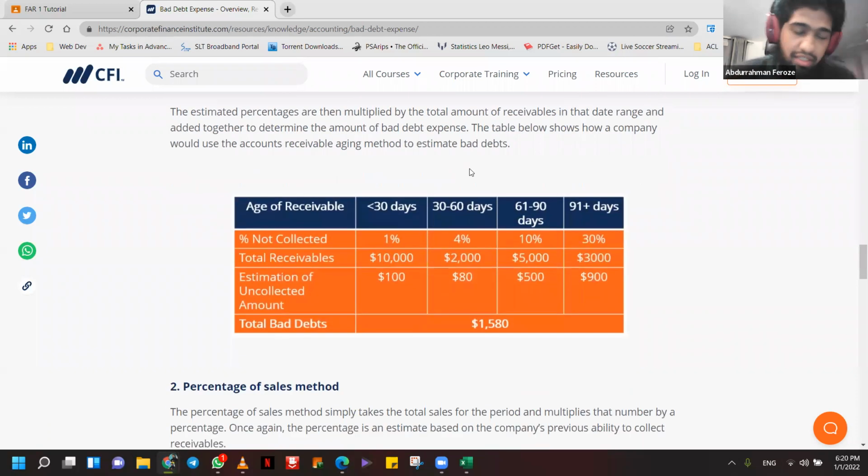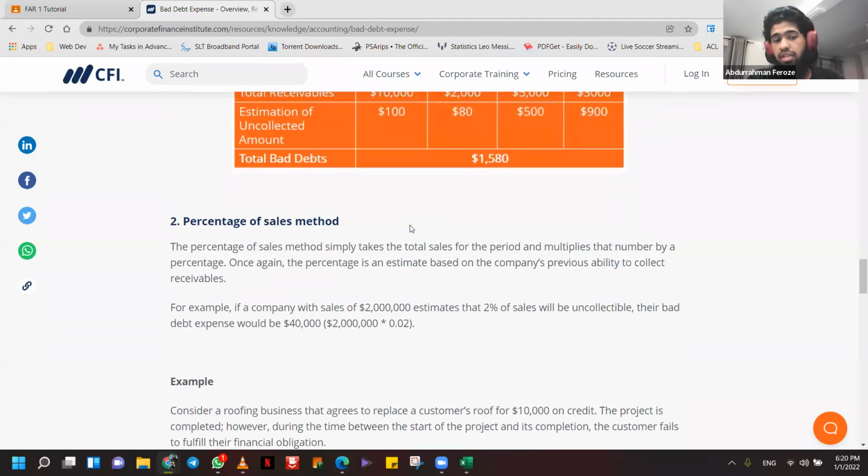All right. So this is basically one way of estimating the bad debt. And in the question, of course, they will explain to you exactly how they expect you to estimate the bad debt. And this is one possible way, right? The other way is much more simple, and this is usually more common, I think. And this is the percentage of sales method.